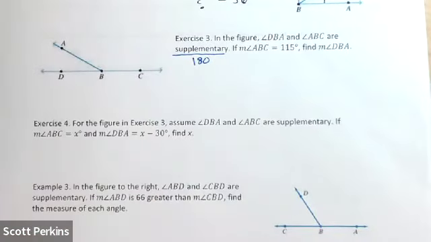I'll be honest with you, I sometimes have trouble remembering which one's which. The best thing my brain has been able to determine, and if you have a better way, let me know: complementary comes before supplementary alphabetically, so 90 comes before 180 in the numbers. That's the best way that I can remember, but sometimes I still get them all mixed up.